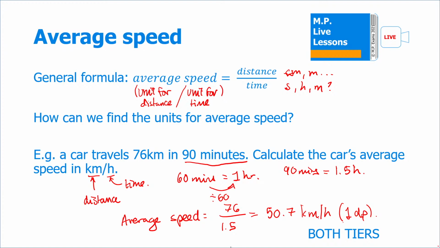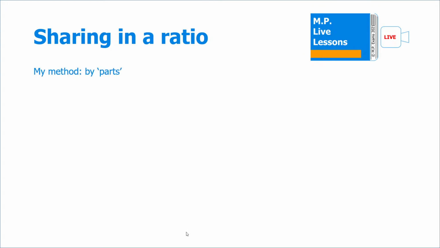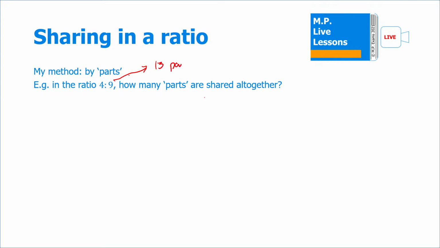Now, what's also on both tiers is sharing in ratios. My method is to do it by parts. For example, in the ratio 4:9, how many parts are shared altogether? It's easy, we just add these up. 13 parts are shared. So one person gets 4 of the 13 parts and the other gets 9 of the 13 parts.